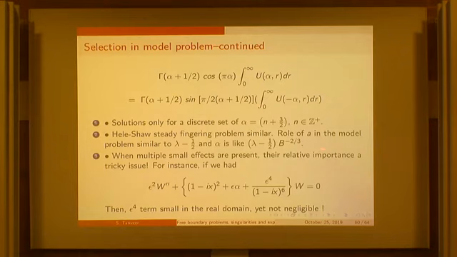Those are exactly the discrete set of selected solutions, and I forgot to mention, but it's in one of my slides, that only one branch is stable, and that was done by formal asymptotics as well as numerics, but no proof on that part. Okay, is that clear? So at least in the model problem, I hope I explained how the selection happens.